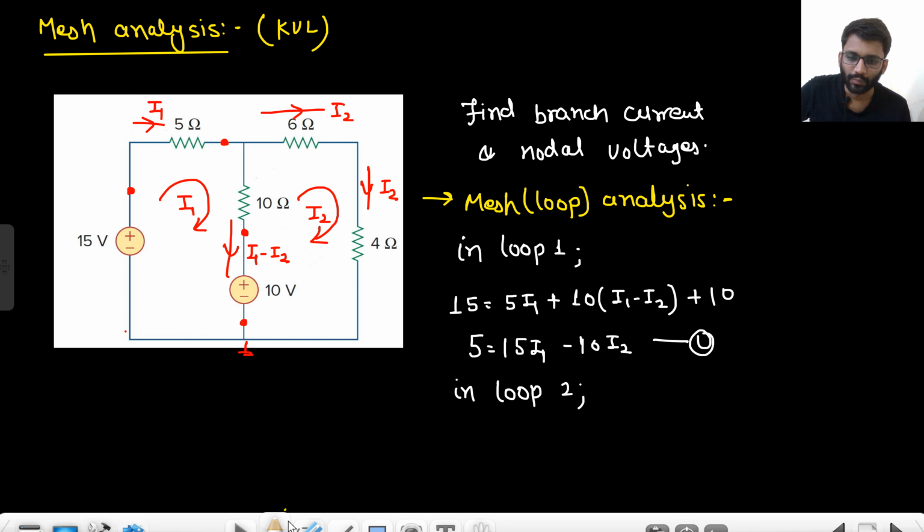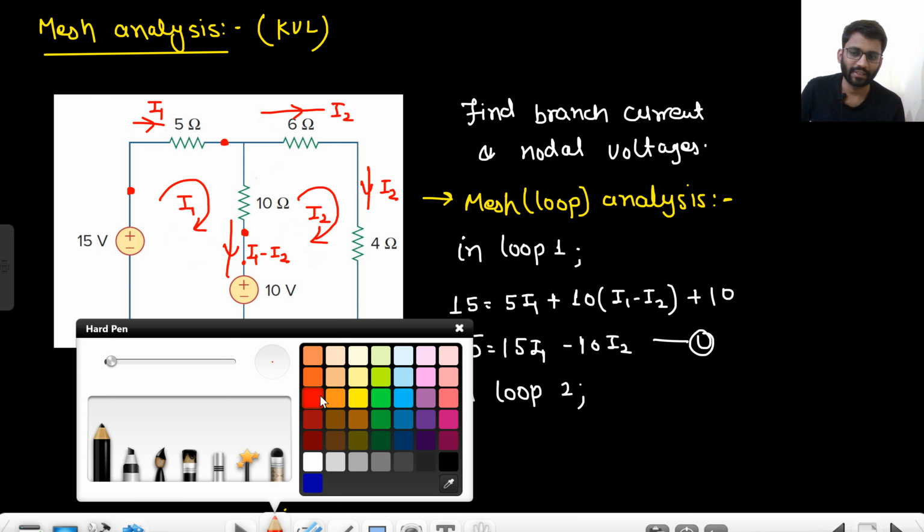In loop 2, from where can we start? We can start from 10 here. We will move like this. You can move however you want, any way you like. Okay, so I'm moving like this. I will start from here. What will be the potential of this point? 10 plus 10, right? Plus 10.